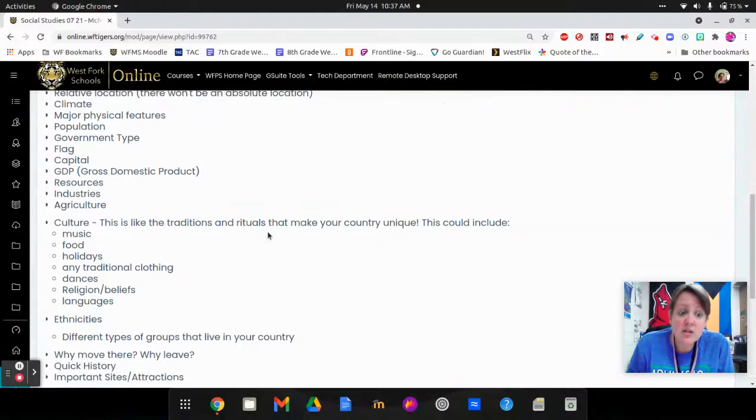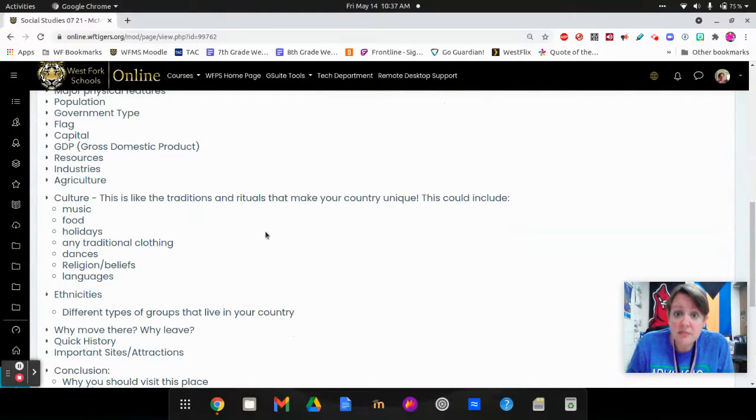The other part I want you to take a look at is their cultural side, the human geography. Of course, the population is going to be part of that, but I want you to take a look at the culture. These are the traditions and rituals that make the country unique. This could include music. Sometimes they have distinct music from the country. Food, of course. Holidays, which would probably be related to religious significance or historical events.